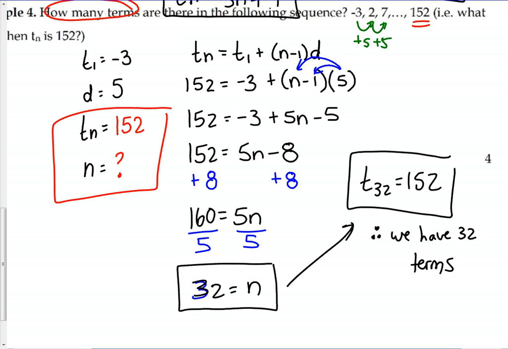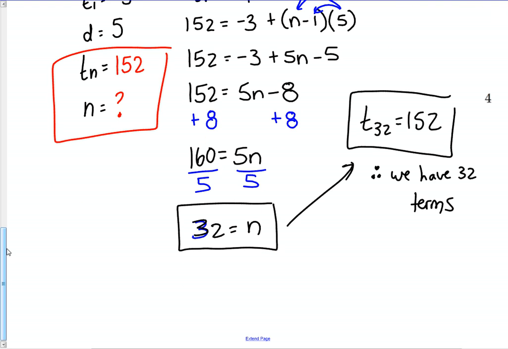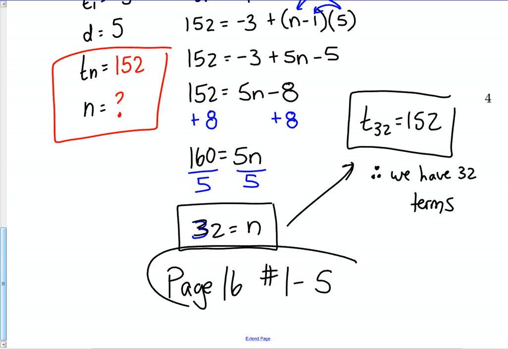Okay. All right, so what is your assignment? Your assignment is page 16 to 20, I think it is. Or just 6. I think it's just all on page 16. Numbers 1 to 5. Okay.